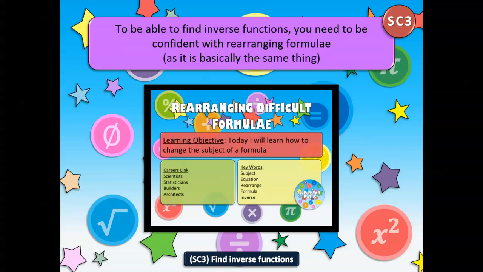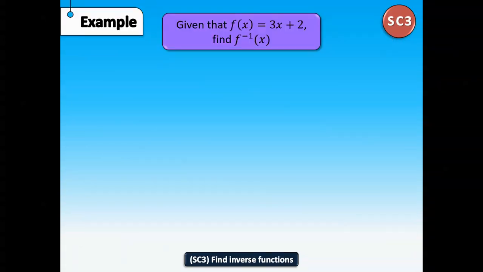To be able to find inverse functions, you need to be confident with rearranging formulae. So if you're not confident with rearranging a formula, have a look at our video on being able to rearrange difficult formulae. So given that f of x is 3x plus 2, find f minus 1 of x.